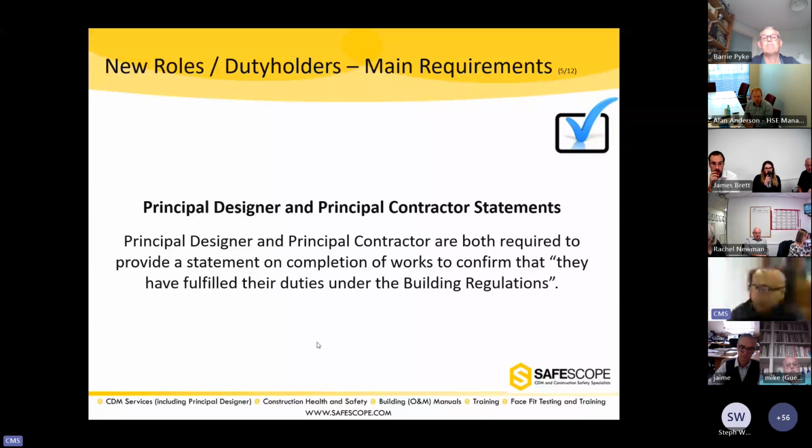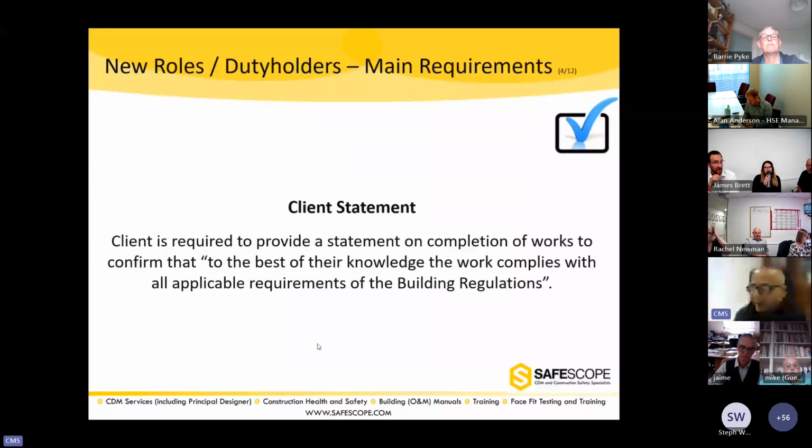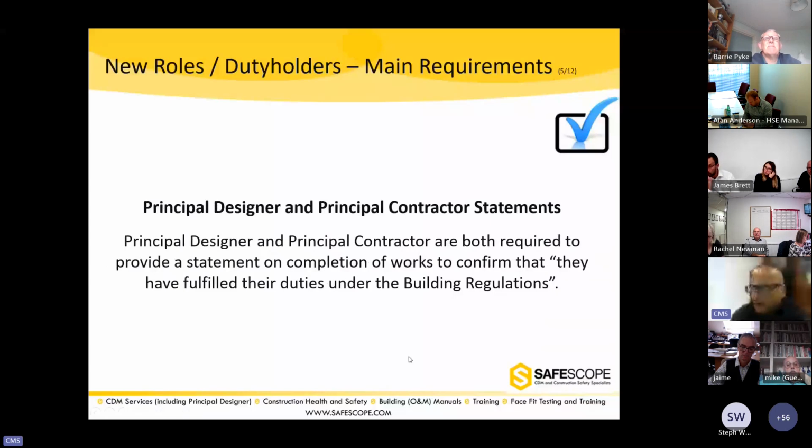Now, if I go back to the previous statement, it says, to the best of my knowledge, the work means everything complies with all applicable requirements of the building regulations. Whereas the principal designer and principal contractor, their statement says each one of them. So as a principal designer, I will say, I have fulfilled our duties under the building regulations. So I will only say that I have complied with my duties under building regulations. I'm not saying the project complies with the building regulations. I'm saying only I have fulfilled my duties.